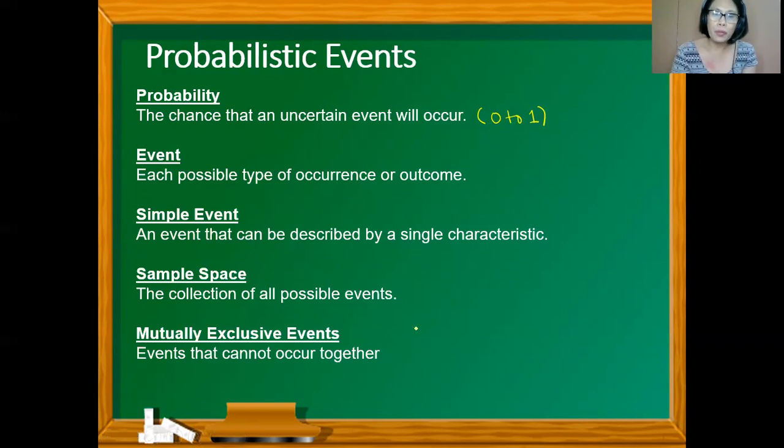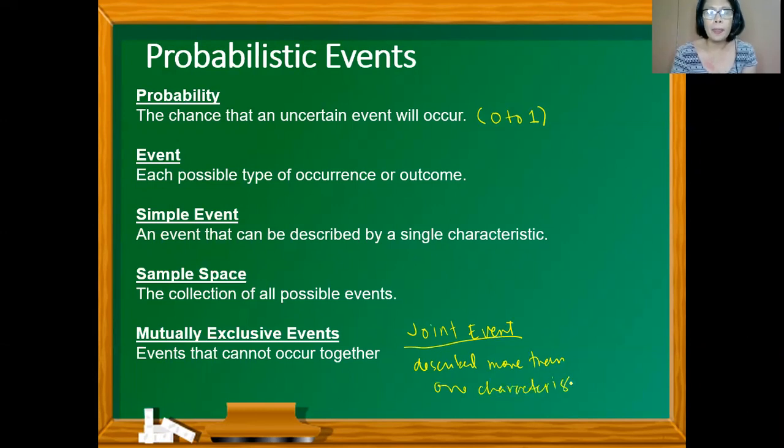We also have what we call a joint event. A joint event is described by more than one characteristic. When you say a red card and at the same time an ace card, you describe that event in more than one characteristic. So we consider that as a joint event.